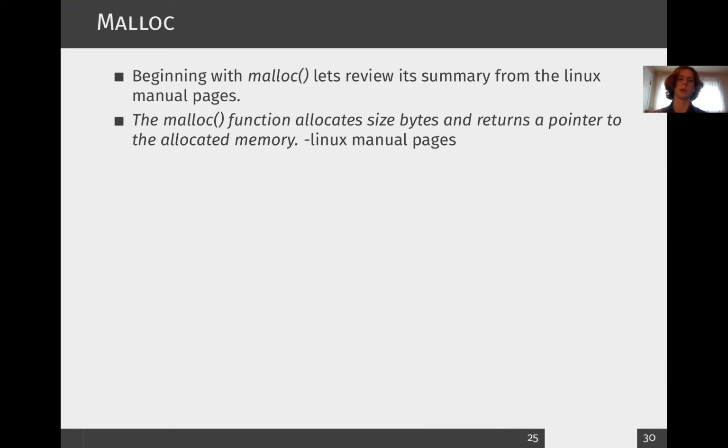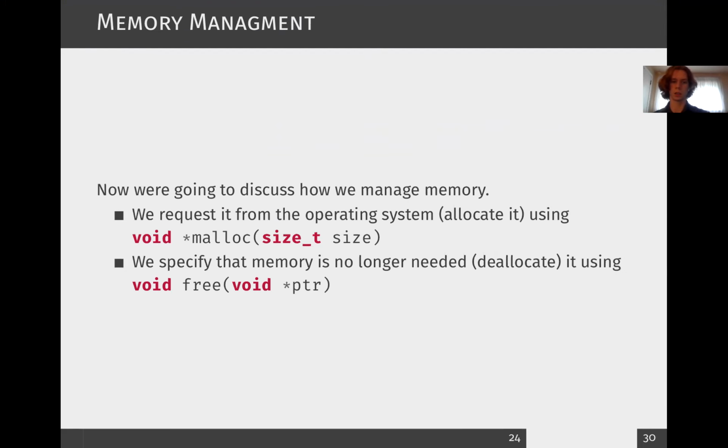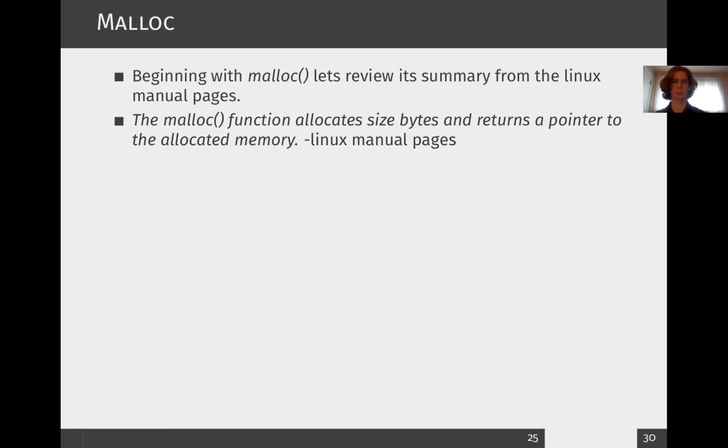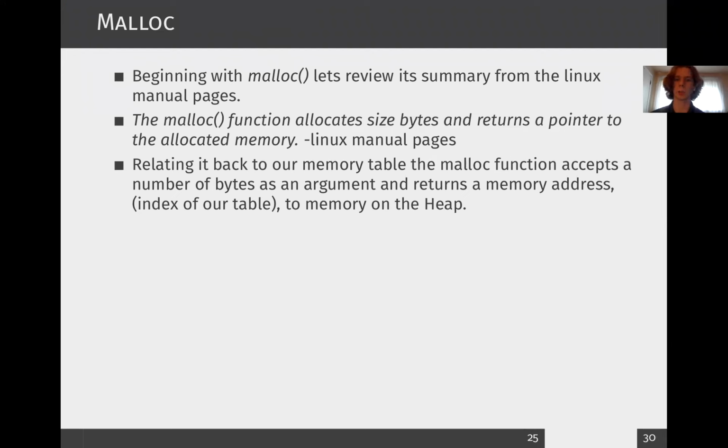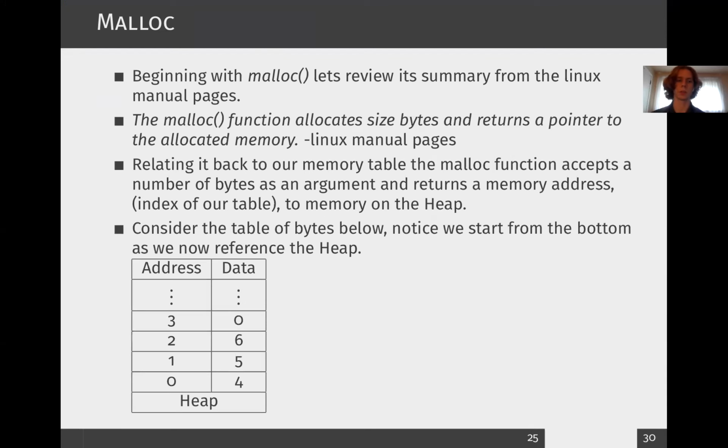They say the malloc function allocates size bytes and returns a pointer to the allocated memory. Because again, that's the argument specified by malloc. It takes an argument size of type size_t, which is just an integer. Relating it back to our memory table, the malloc function accepts a number of bytes as an argument and returns a memory address, an index of our table, to memory on the heap. So if we consider this table below, we're going to start from the bottom because we're referencing the heap now. Notice we've omitted the stack label.